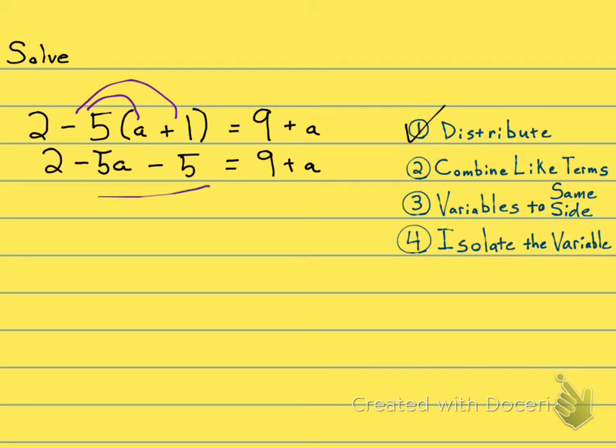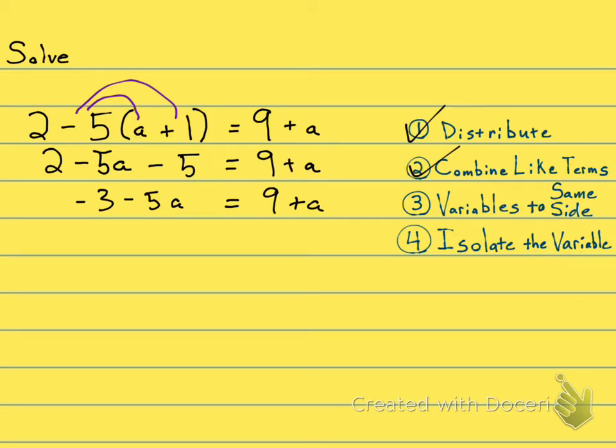That means when I look on the left side, do I have any terms to combine? Yes, I do. 2 minus 5. So 2 minus 5 will give me a -3. -3 minus 5a equals 9 plus a. Do I have any like terms to combine over here? No, I don't. So we have combined our like terms.